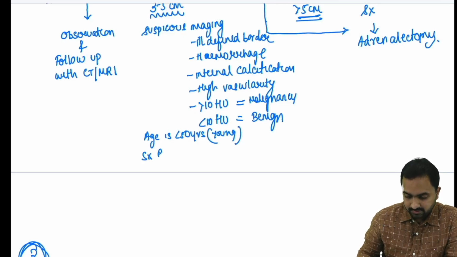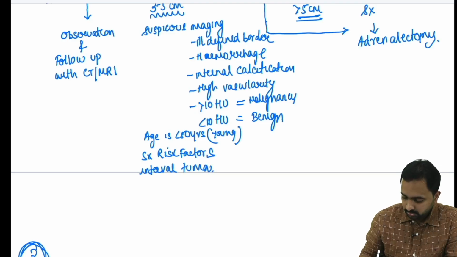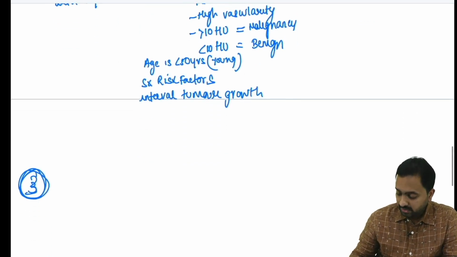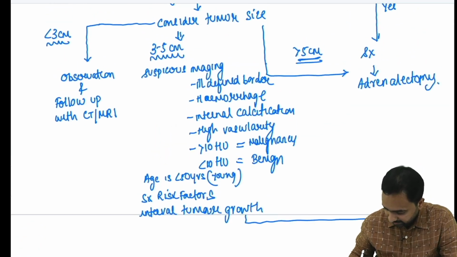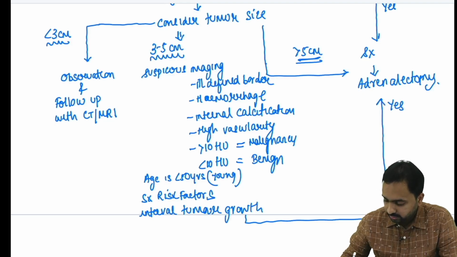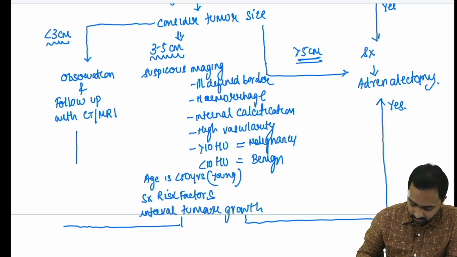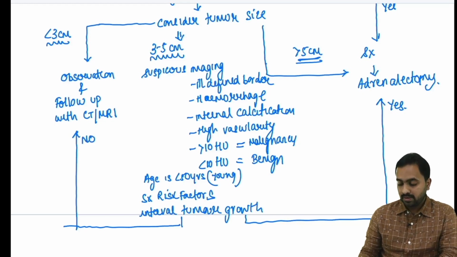Any surgical risk factors, then you have the interval tumor growth. If the answer to any of such questions is yes, then we go for an adrenalectomy, and if the answer to this is no, then we follow up the patient with CT scan or MRI.